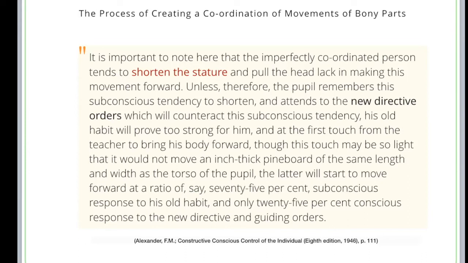In the next sentence, Alexander is going to, in fact, change this and consider that 75% subconscious response is not a sufficiently high number to represent what most imperfectly coordinated people tend to do when leaning forward. Here we are in Constructive Conscious Control of the Individual. It's the part where he explains the hands on the back of a chair, from sitting, not from standing, from sitting.